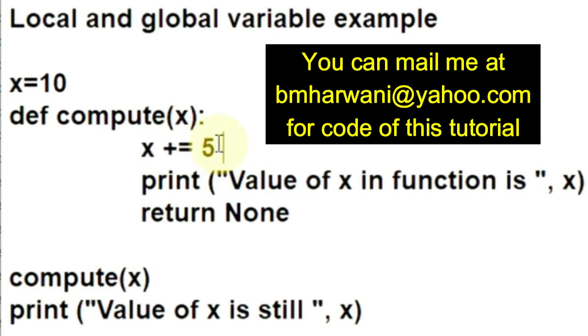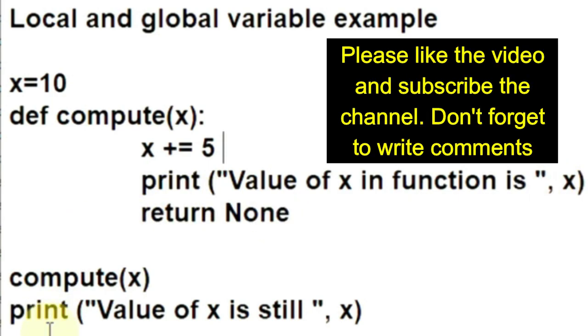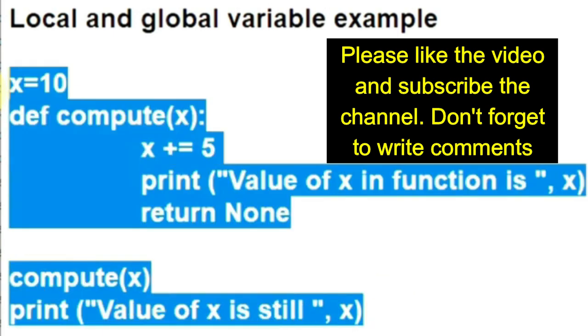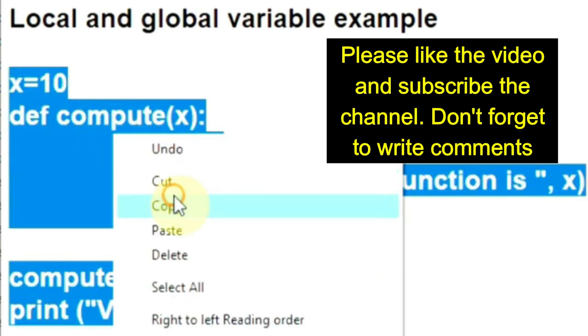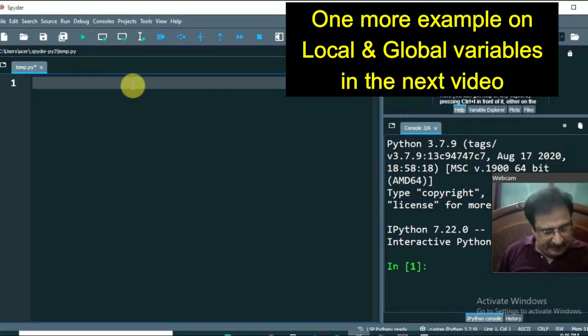You are making the value of x equal to 15. Value of x in function is 15 is displayed. You are going back to the main function. Here when you display the value of x, it will still display 10 because here x is a local variable. Got it?